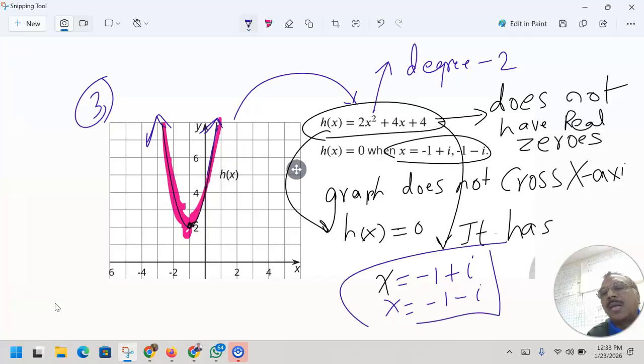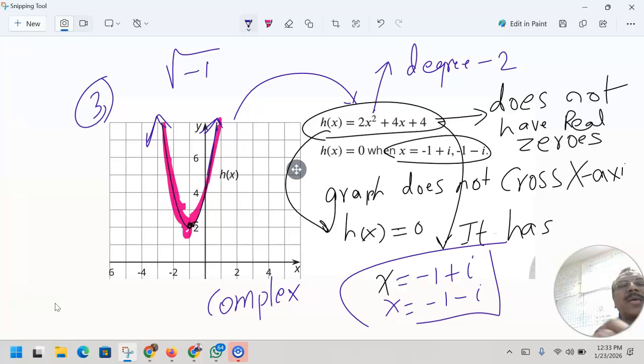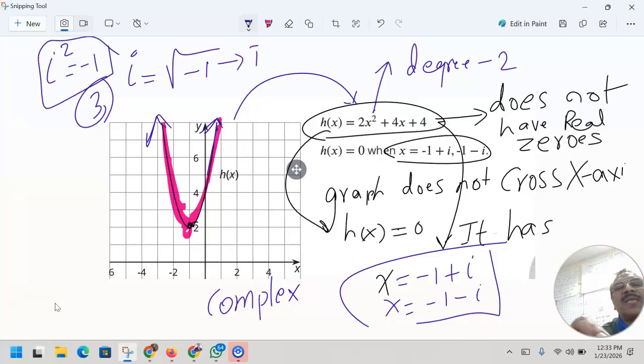These are called complex solutions because they are not real. There's an i there. If you forgot, i is the square root of minus 1. That's all it is. And if you square it, i squared is minus 1. So this is the imaginary unit. And because it does not cross the x-axis, we say okay.